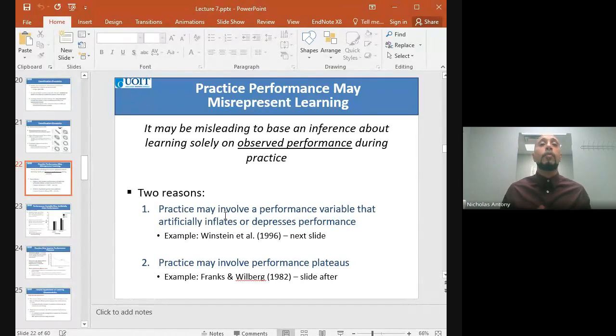Practice may involve a performance variable that artificially inflates or deflates performance. So maybe they're provided feedback, so they're always going to do better in a practice situation because they're getting hints, or they're getting coached at the same time. So you may think, oh wow, the performance measurement that we're measuring is so much better, but they may not be learning because they're relying more on the practice environment. The other thing is that there may be performance plateaus, and we'll talk about that in the next slide.